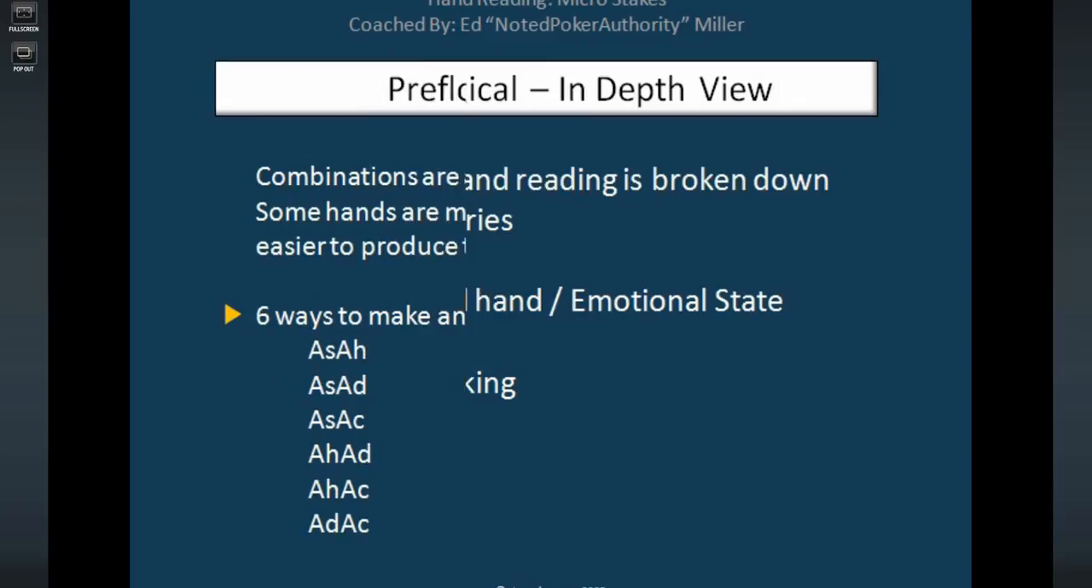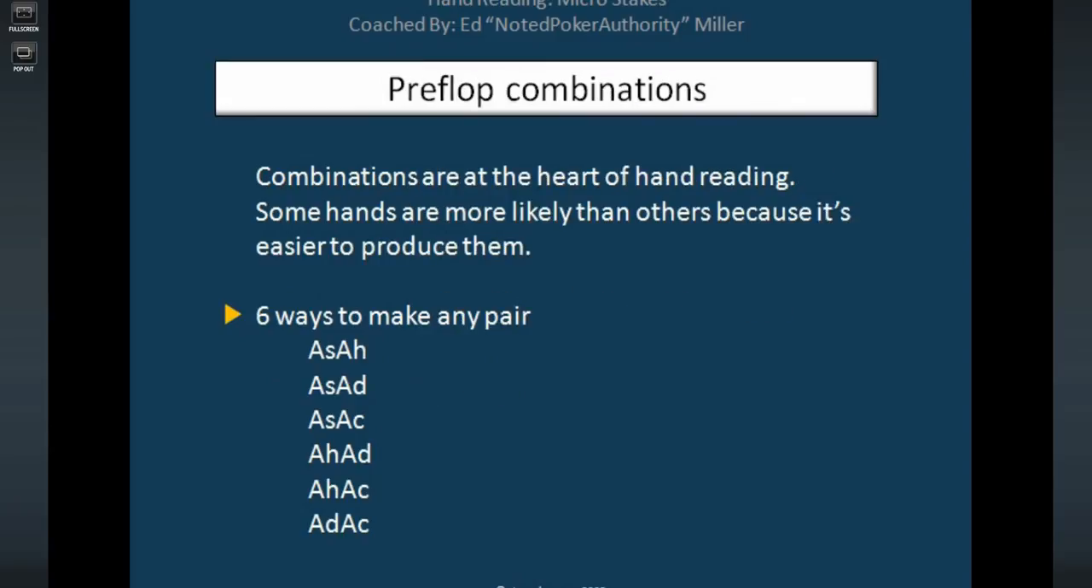So combinations are really at the heart of hand reading, and some hands are more likely than others just because it's easier to produce them. And the first way to figure out how easy or hard it is to produce a hand is to look at the preflop combinations. So there's 6 ways to make any pair. And by 6 ways, I mean that there's 4 cards in the deck of any given rank, and then there's 6 ways to take those 4 cards and make 2-card hands out of them.